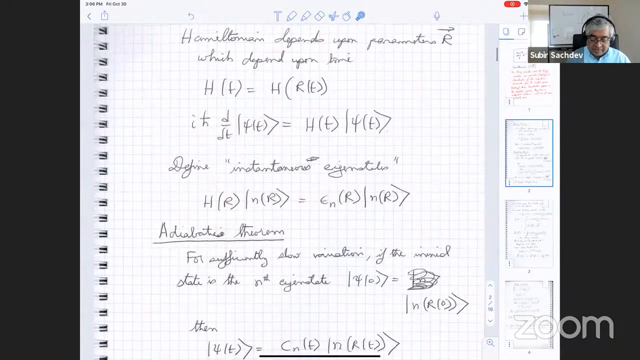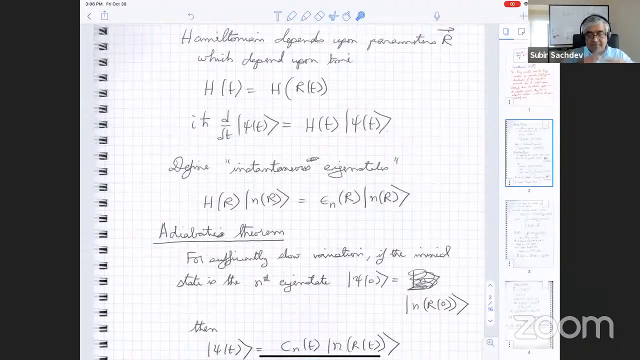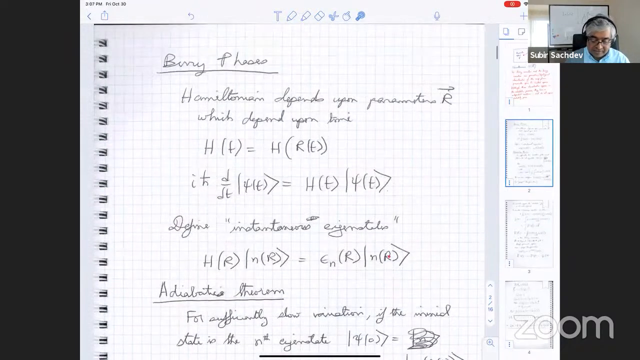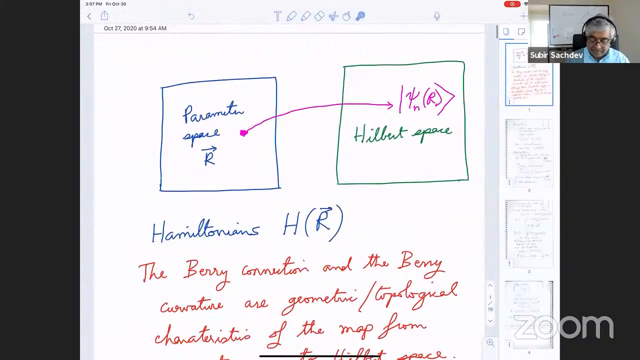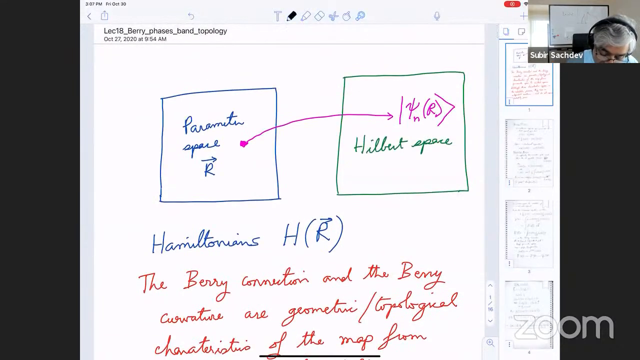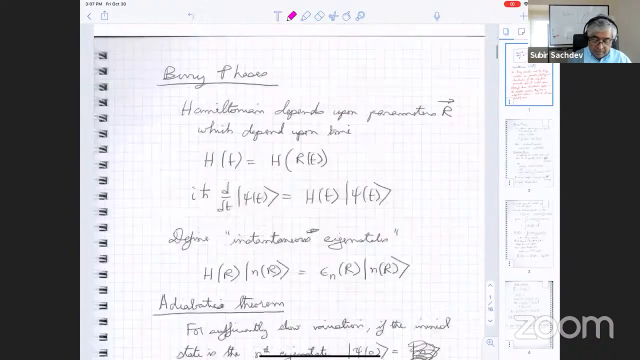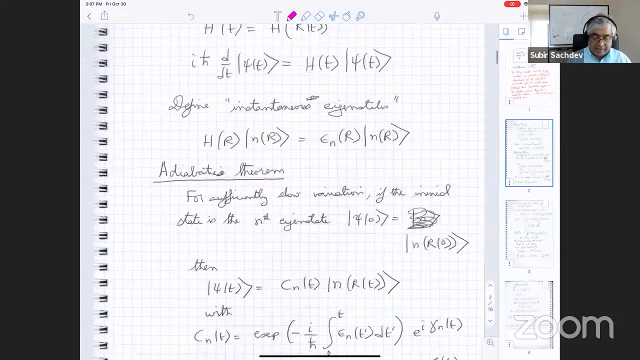To solve it, what you do is you find the eigenstates, which are labeled by little n of R, for each R. So you have this whole parameter space, you diagonalize it, and you get |n(R)>, which over here I called psi n of R. Sorry about that, this is nothing but the same thing. So you determine all of the |n(R)> and the epsilon n of R.